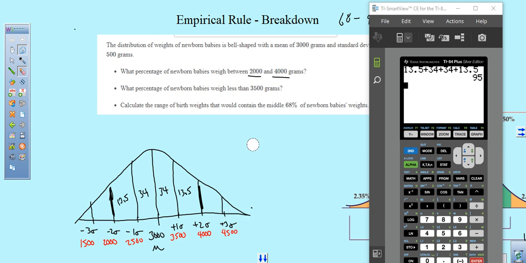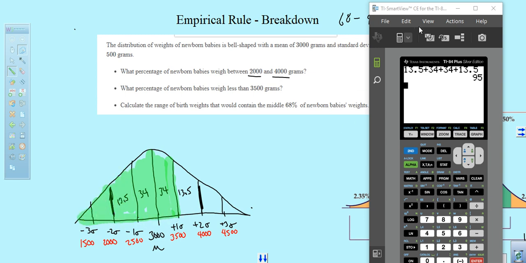All right, so part 2. We're basically looking at the same curve. I don't have to change anything on the bottom. I still have these numbers on the bottom, but now I'm looking for the area less than 3,500. So here's 3,500, right? That line right there. So I'm looking for the area less than 3,500.